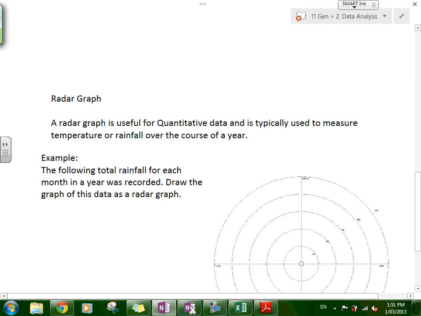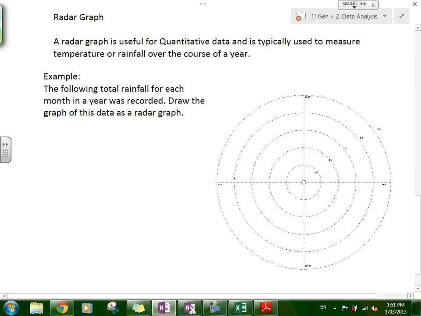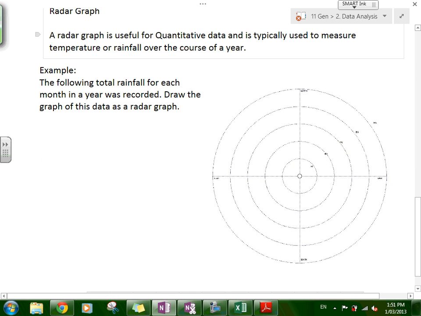Last thing is radar graph. A radar graph is useful for quantitative data and is typically used to measure temperature or rainfall over the course of a year.